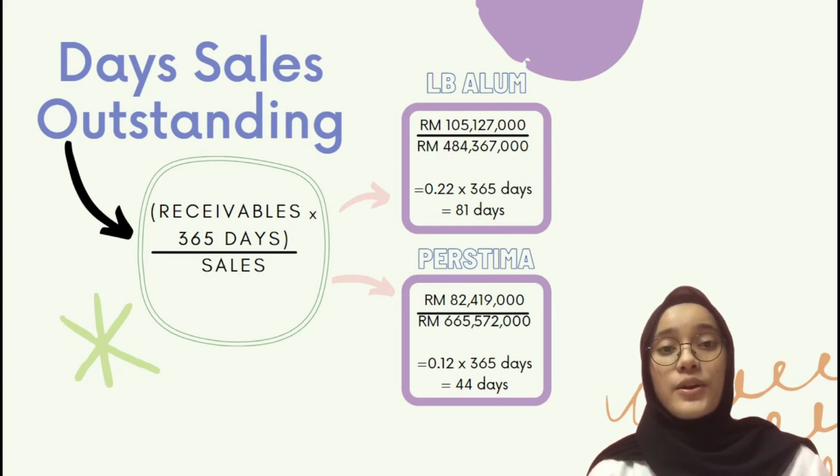While for Perstima, the account receivable figure is 82,490,000 ringgit. For the sales is 665,572,000 ringgit.